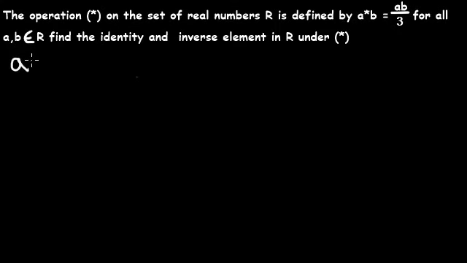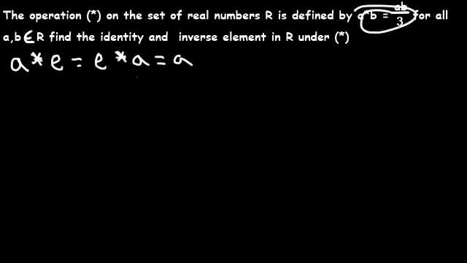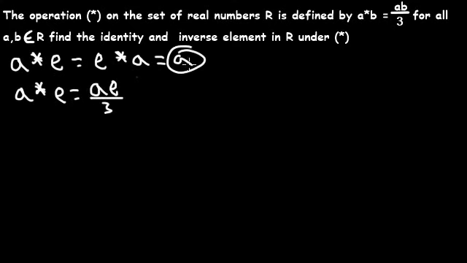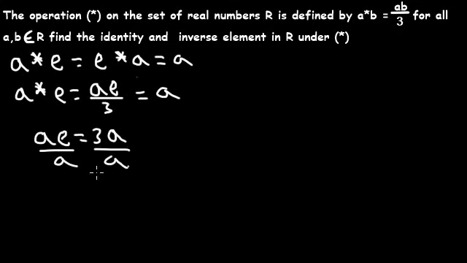Now we know that A combined with the identity E is the same as the identity E combined with the element A, and this results back in A. Since the operation is defined by this, it simply means that A asterisk E is equal to AE over 3. Now since A asterisk E is equal to A, then definitely AE over 3 is equal to A. From cross multiplication, we have AE equals 3A, and dividing through by A, E results in 3. So therefore, the identity element of this problem is simply 3.